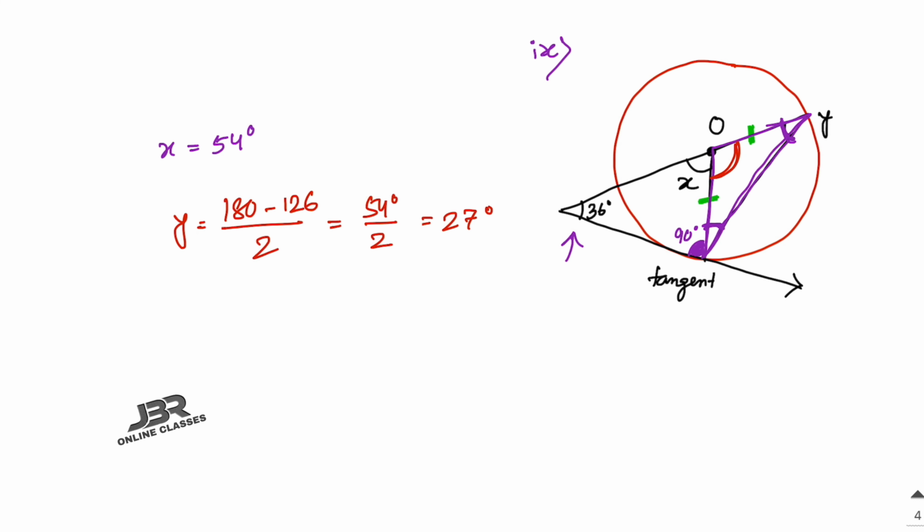Or you can also write down this angle and this one. If you add these two angles, it will be equal to x. So that means 2y is equal to x, that means 54, so y equals 27 degrees.